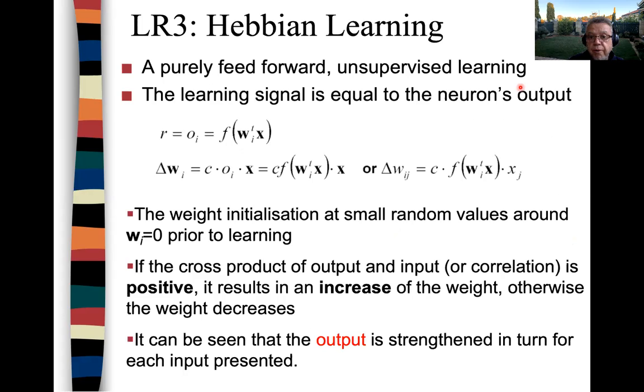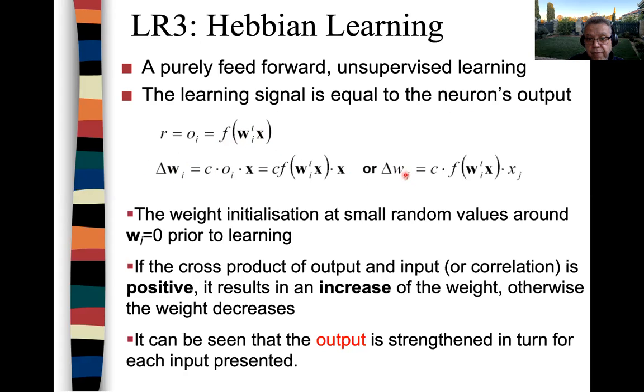The Hebbian learning rule is purely feed-forward. Just like when we saw A and B in supervised learning, you don't have any supervisor. The learning signal is equal to the neuron's output. Remember our general learning rule, delta Wi equals C times the R signal times X. So our R signal in this case is purely the neuron's output, which is given by this formula. So you have the input vector weighted and an activation function, okay? This is for the weight vector.